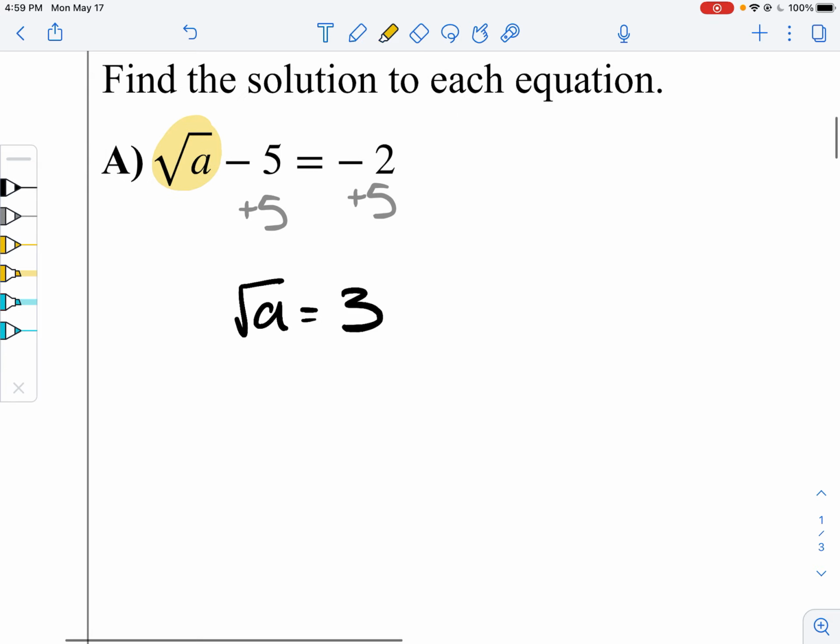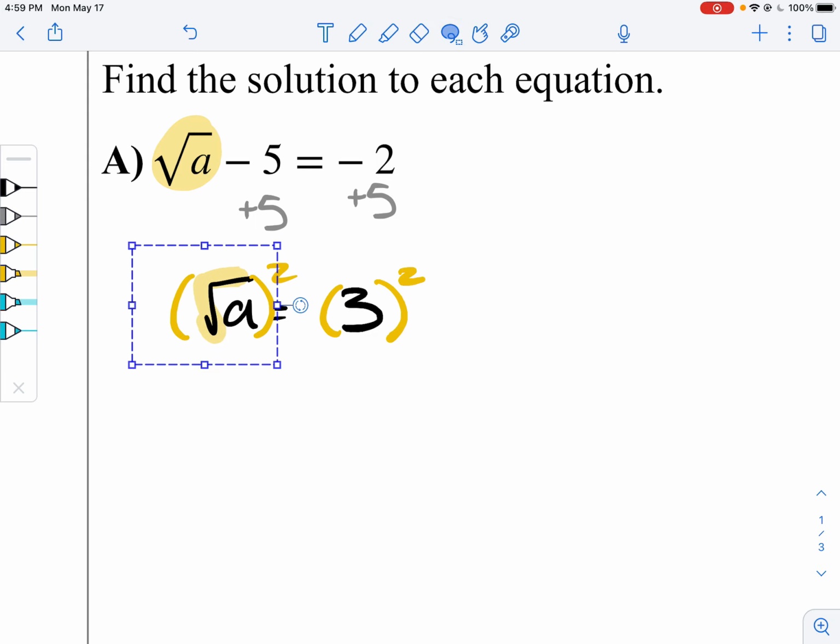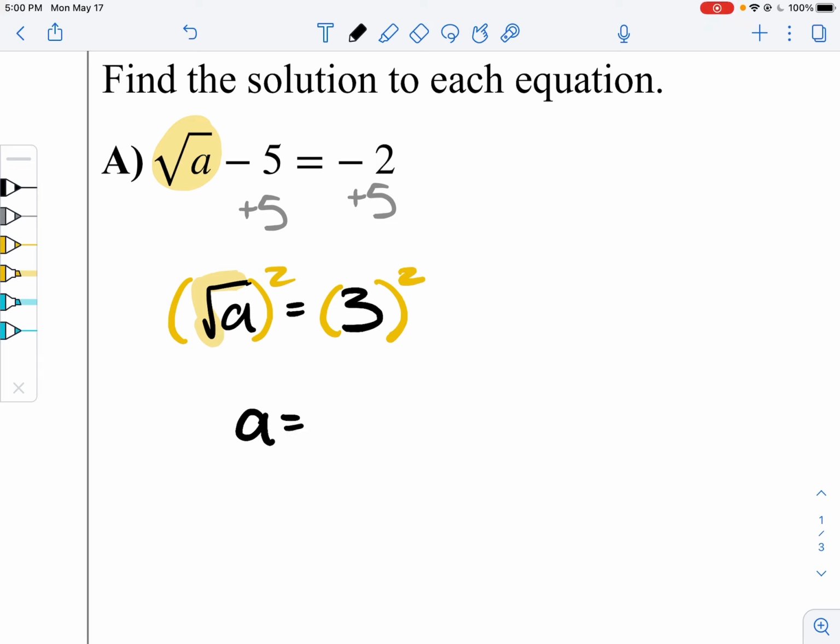Now, to undo this square root, we are going to square it. But what you do to one side, you need to do to the other side. So we are going to square both sides of our equation. Now on the left here, the square root and the square are going to cancel out, leaving us with just a. And then 3 squared is 9. Ta-da! So that's super nice.